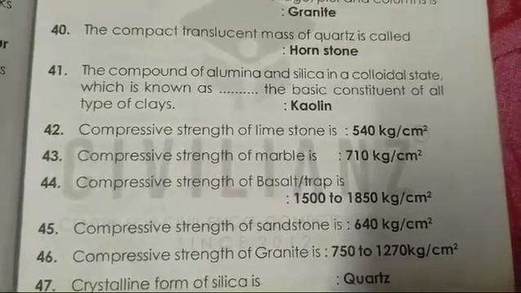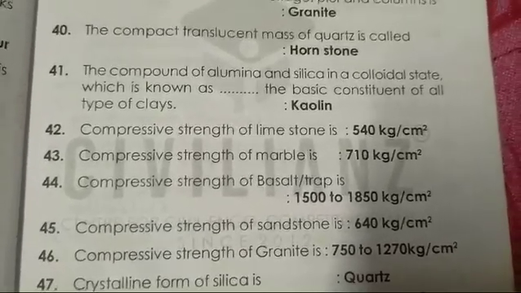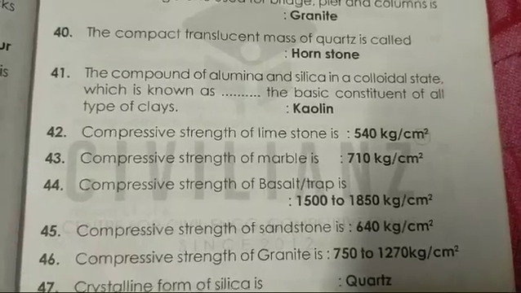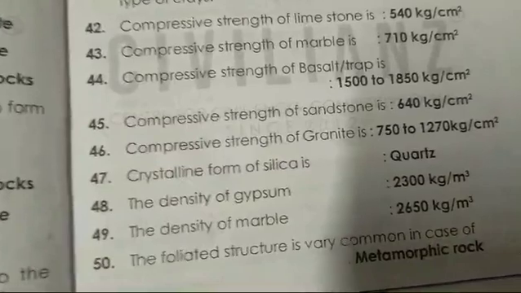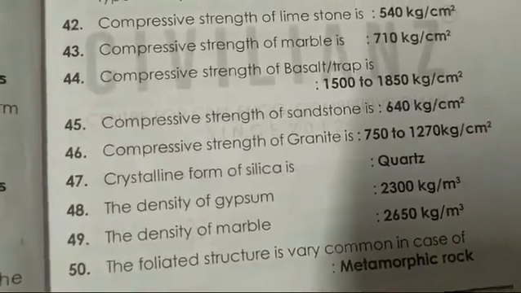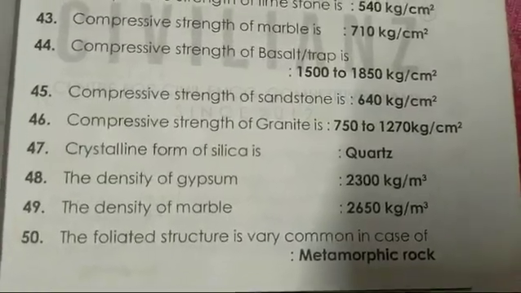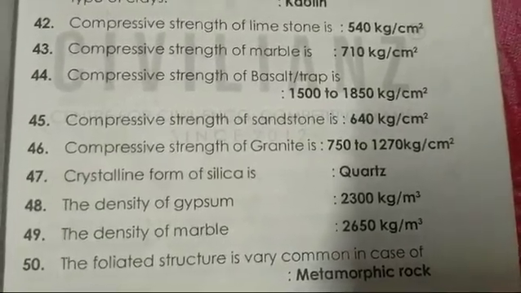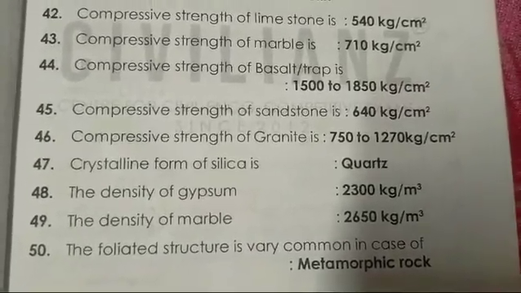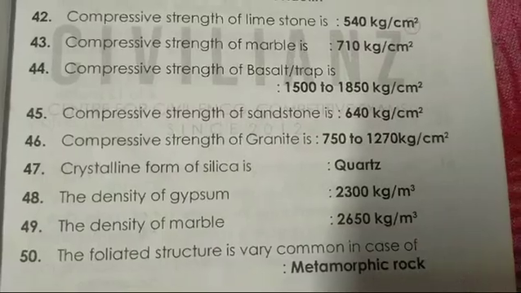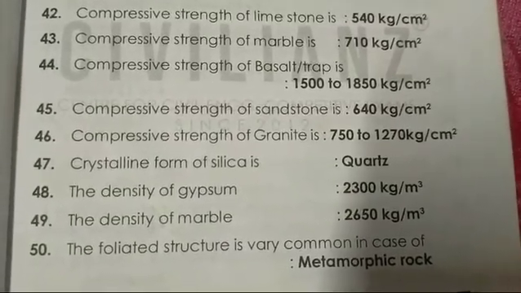Compressive strength of limestone is 540 kg per centimeter square. Compressive strength of marble is 710 kg per centimeter square. Compressive strength of basalt trap is 1500 to 1850 kg per centimeter square. Compressive strength of sandstone is 640 kg per centimeter square. Compressive strength of granite is 750 to 1270 kg per centimeter square.